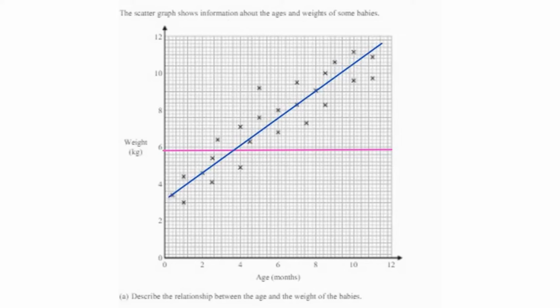So if we use this line, we have 1, 2, 3, 4, 5, 6, 7, 8, 9, 10, 11 points above the line. 1, 2, 3, 4, 5, 6, 7, 8, 9, 10, 11 points below the line. So this is our line of best fit. On the line of best fit, the age we're getting for the weight of 5.8 kgs is 3.6 months. So that is your answer.